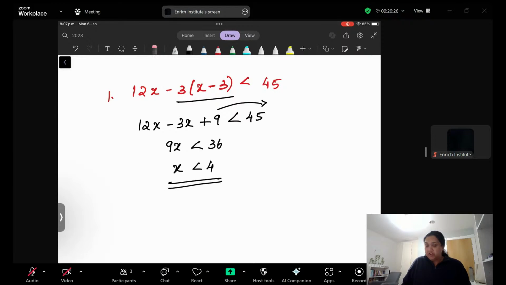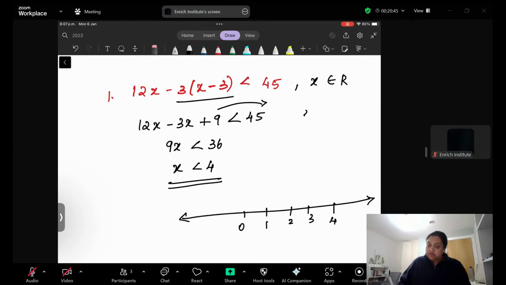And then when you need to plot it, usually they will say x is an element of R. So if it is x is less than 4, when you are plotting it, 1, 2, 3, and you should be putting it at 4, and since it is less than 4, you should put an open circle, and then you should shade all of this portion. So that is how we plot the number line for the negative ones.